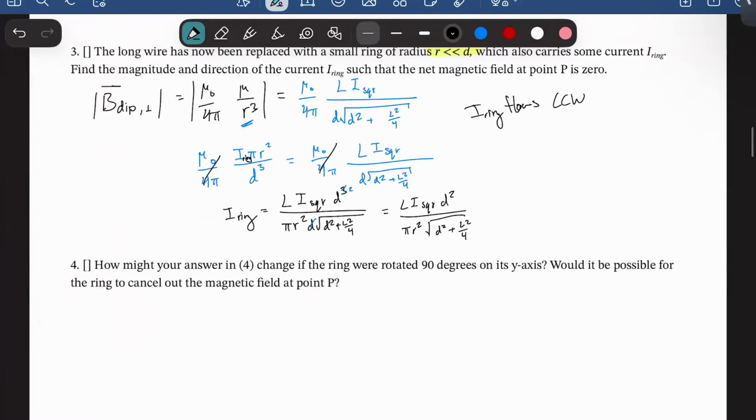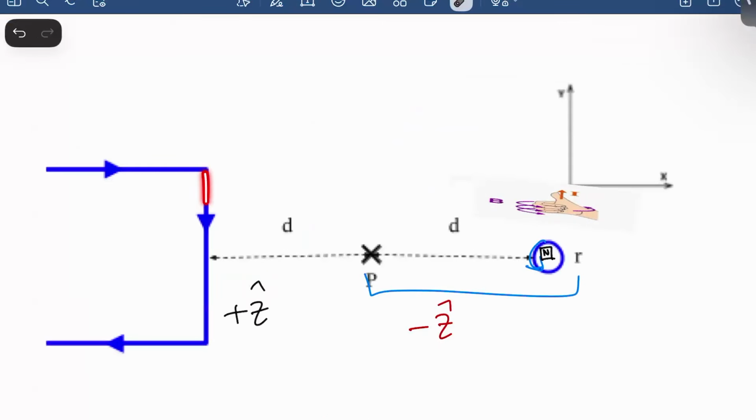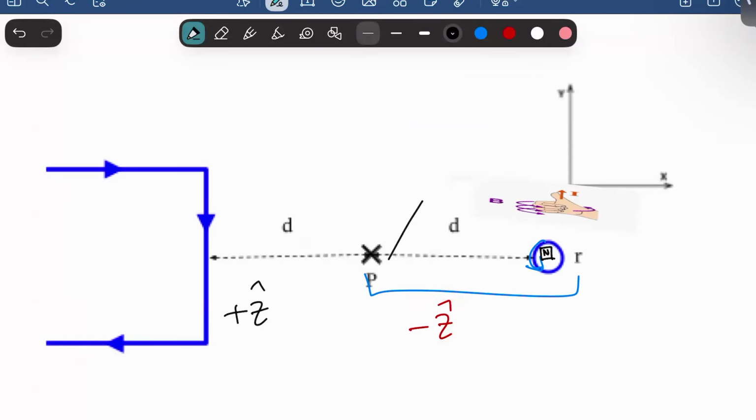How might your answer change if the ring were rotated 90 degrees on its y-axis? Would it be possible for the ring to cancel out the magnetic field at point P? So remember, from the square, the magnetic field points out of the page. So to cancel out, we need the magnetic field to be pointing into the page. But the ring is being rotated 90 degrees on its y-axis, so this axis. So imagine that this ring just looks like this when it's rotated 90 degrees.